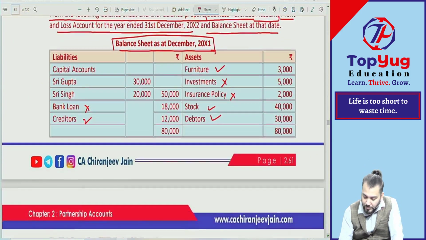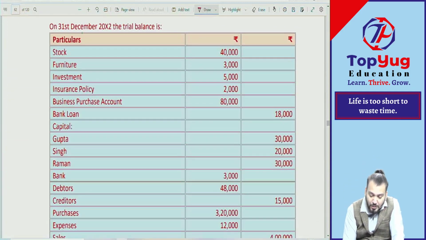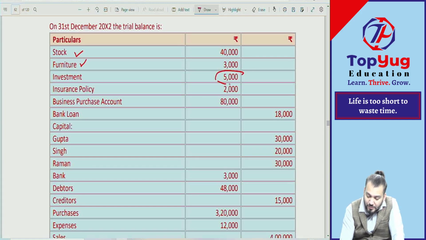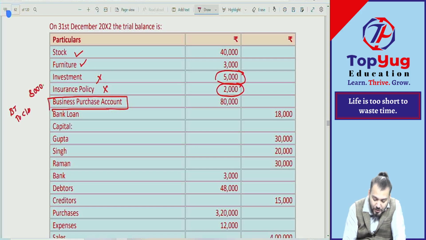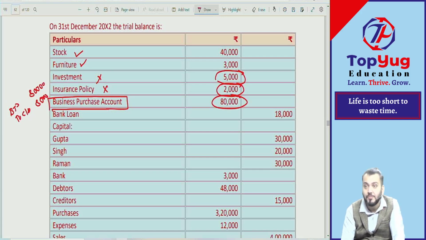Check correctly. They have given the 31st December 2000 trial balance. Stock, okay. Furniture, okay. Investment: you can see this 5,000 should be removed, deleted. Insurance policy 2,000, it should be removed. Business purchase account. Oh my God, one business purchase account is coming. They have passed one journal entry, business purchase to cash or bank, which means only one journal entry has been done. So because of this journal entry, a business purchase account debit balance is coming.